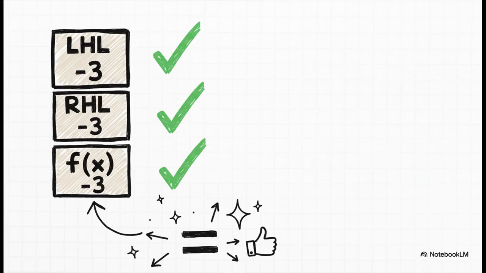Okay, let's check. Rule number 1, the left-hand limit. As x gets close to 0 from the left, 5x minus 3 becomes 5 times 0 minus 3, which is minus 3. Okay, rule 2, the right-hand limit. Same thing. 5 times 0 minus 3 is minus 3 again. And finally, rule 3, the actual value, f of 0, is also 5 times 0 minus 3, which is minus 3. And look at that, LHL equals RHL equals f of 0. All three are minus 3. So yes, the function is absolutely continuous. Amazing work, you did it.